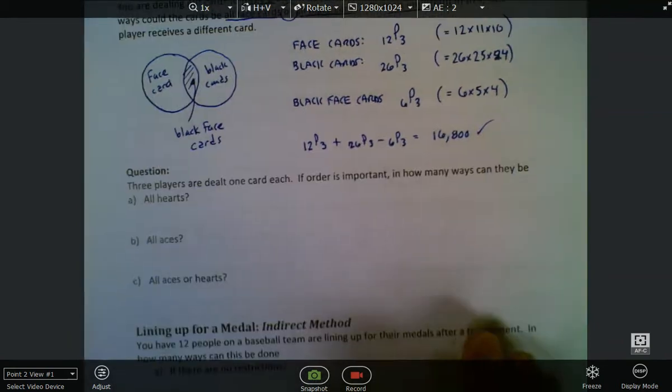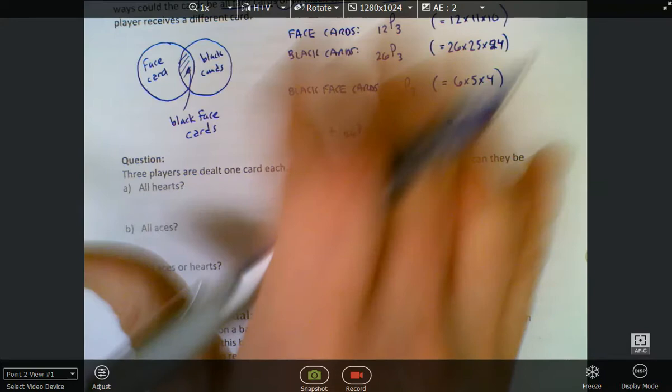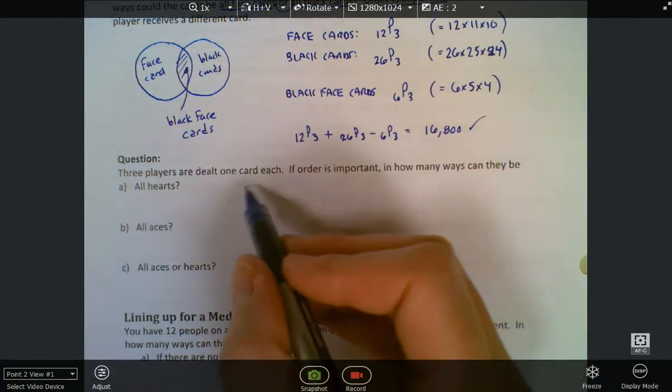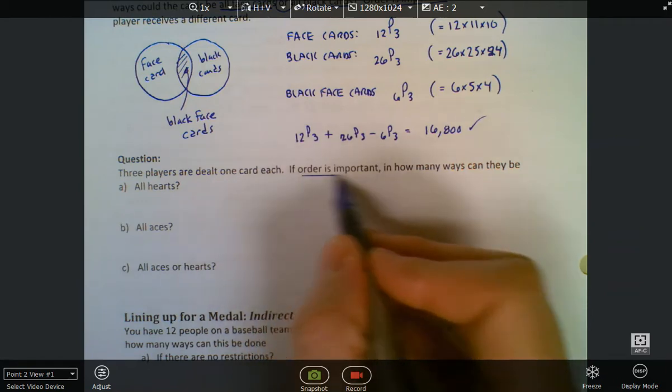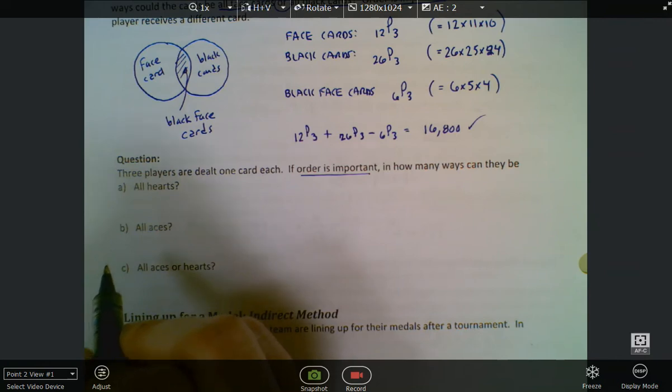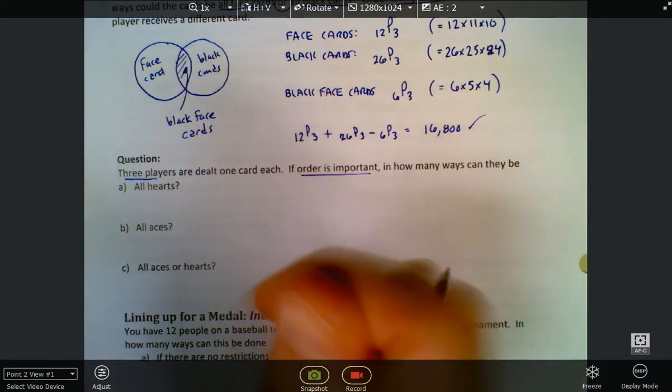Okay. You may want to pause that, rewind it, listen to it again. 3 players are dealt 1 card each. If order is important, in how many ways can this be all hearts? So again, 3 players are dealt 1 card each.